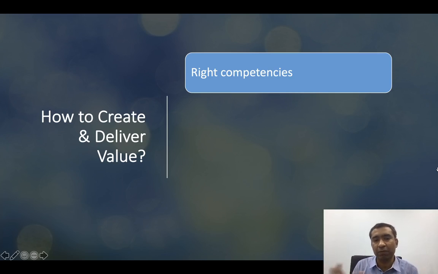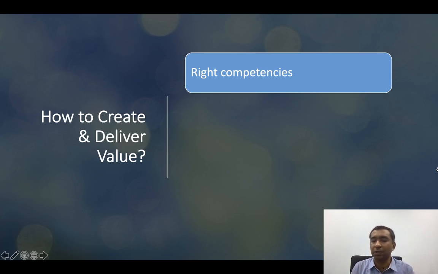For example, if I want to give blind people a device that can assist them in finding the way where they want to go, for that you need to create something. That is my plan. But to create, develop, or manufacture this product, you need the right type of competencies.